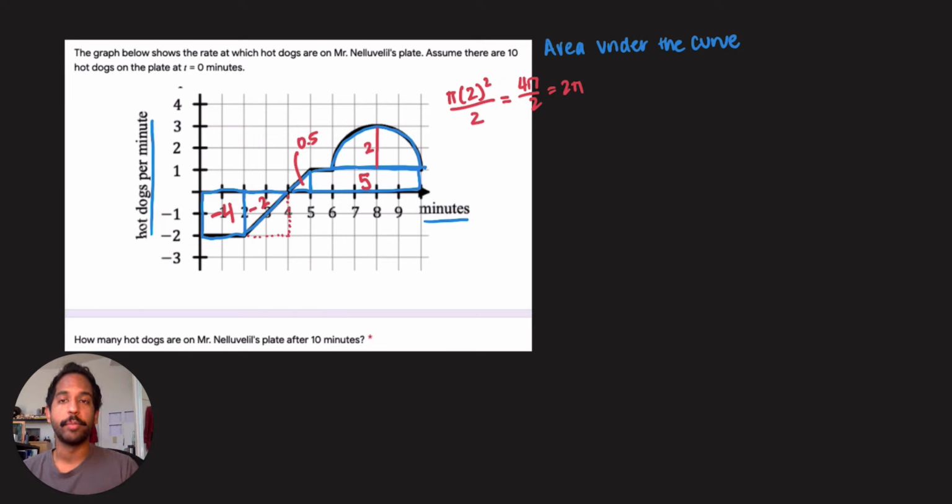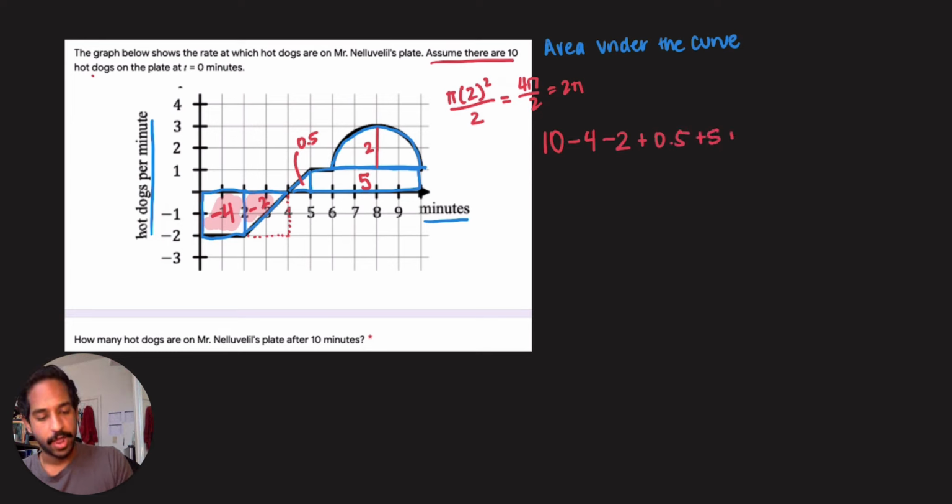Now, we want to put all these together, but we also have to remember where we started from. Assume there are 10 hot dogs on the plate at the beginning. And so we're going to start with 10. Then we're going to subtract 4, because that's what's happening here. And then we're going to take this and subtract 2. Then we're going to add 0.5, add 5, and add 2 pi.